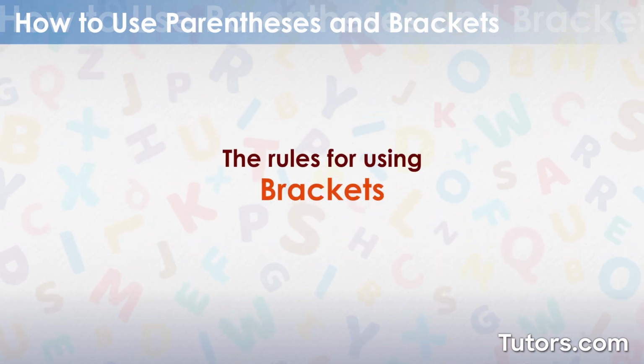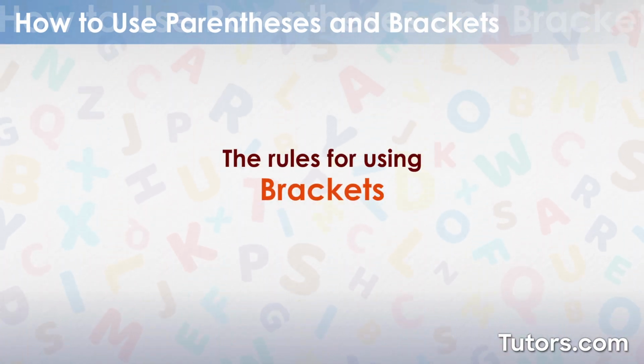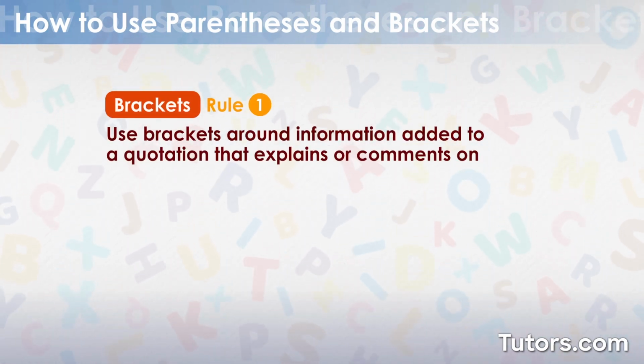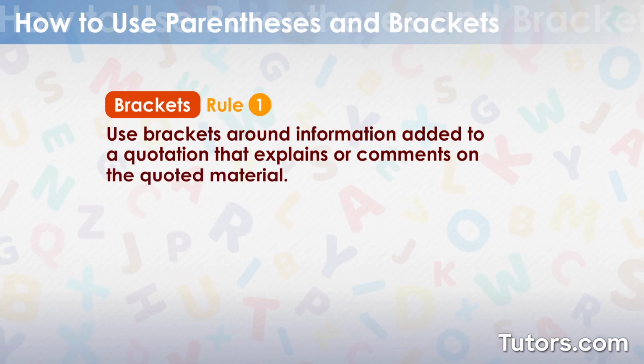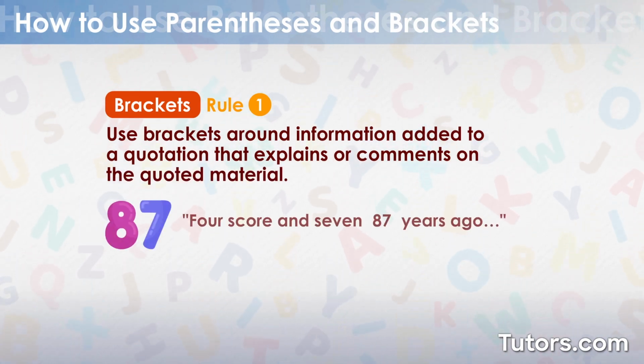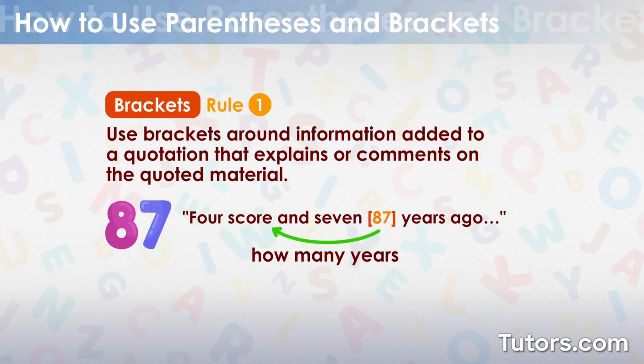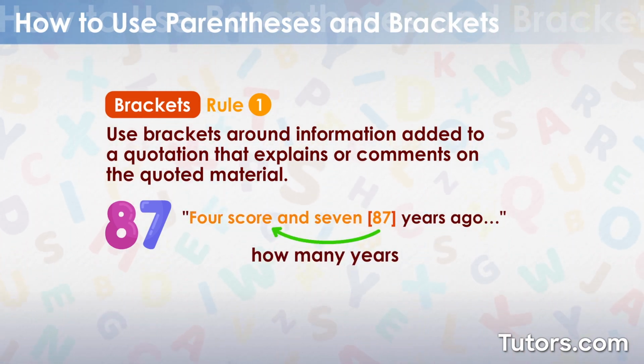Now let's go over the rules for using brackets. Use brackets around information added to a quotation that explains or comments on the quoted material. In this example, the bracketed information, 87, explains how many years 77 is.